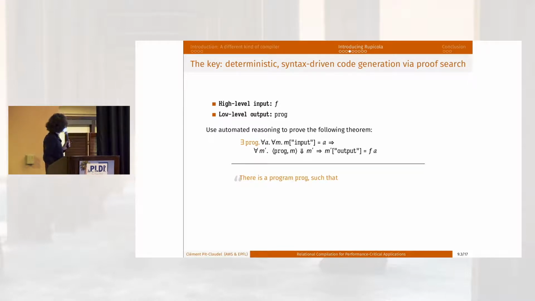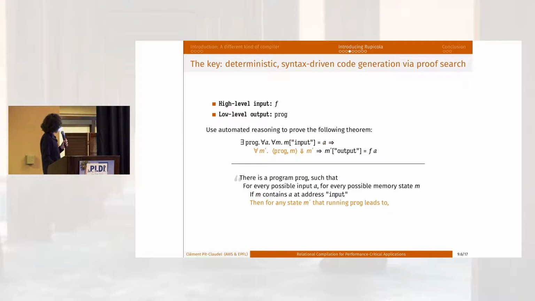We say that there exists a program such that for all inputs, so those are high-level values, and for all machine state or memory state M, if the input is stored in the machine at address input, then for all machine state reachable from the original machine by running the program, the machine state at address output contains the value that we're expecting, f of a. Proving this theorem is the same as correctly compiling the function f.